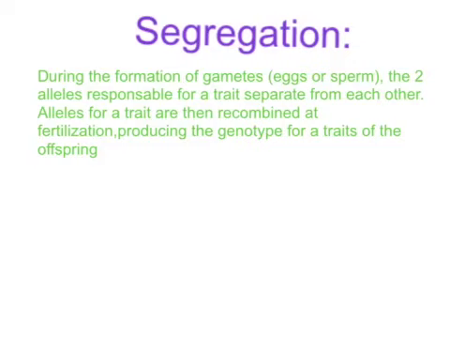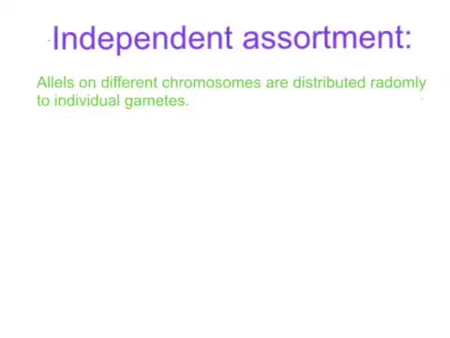Segregation. During the formation of gametes, eggs or sperm, the two alleles responsible for a trait separate from each other. Alleles for a trait then recombine at fertilization, producing the genotype for a trait of the offspring. Also, it is a combination of heterozygous, and it gives 75% with a trait and 25% with another trait.